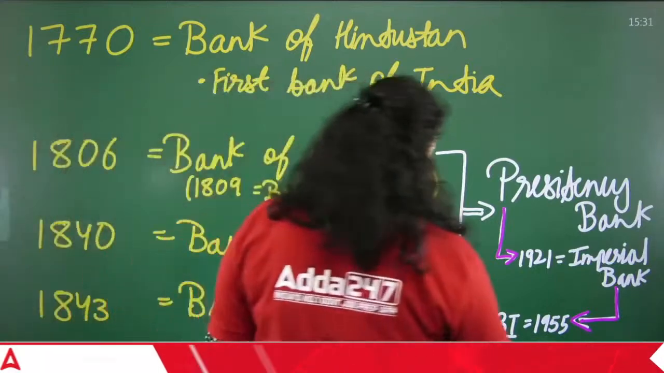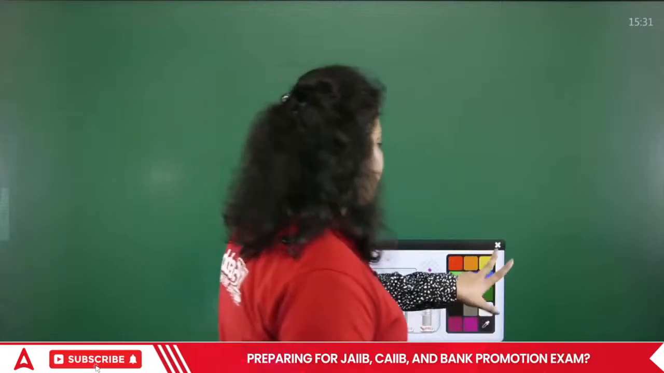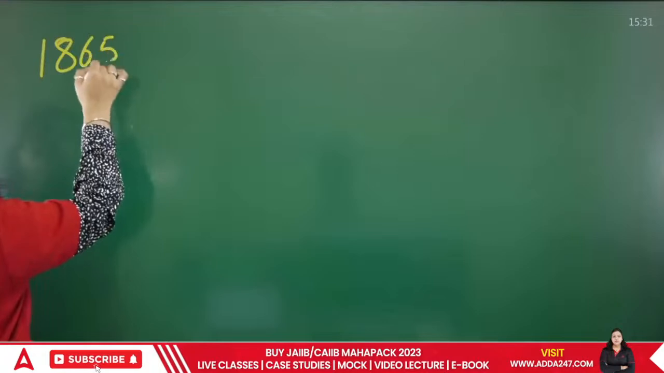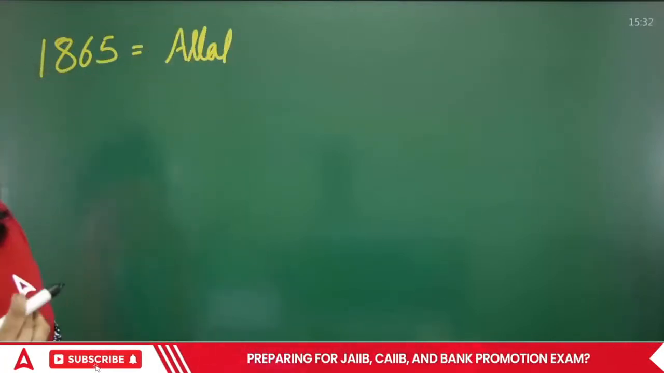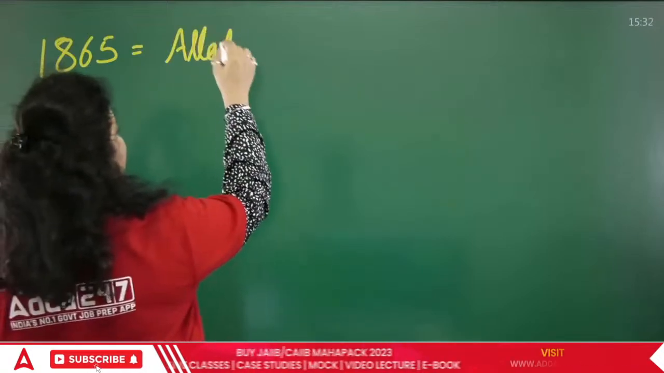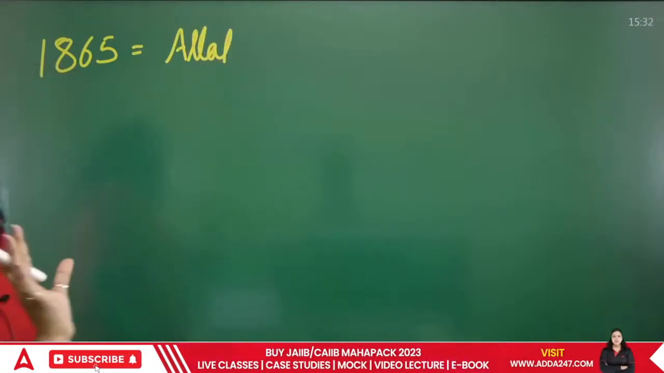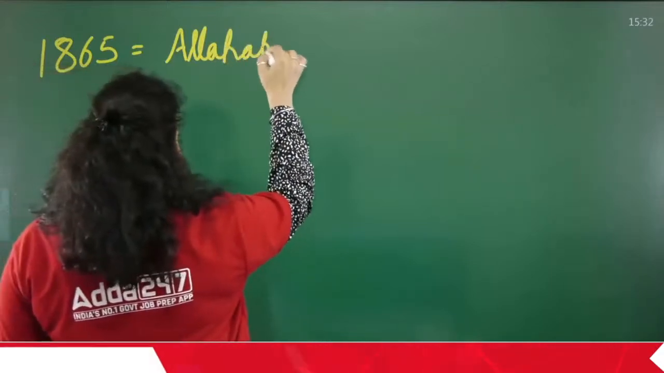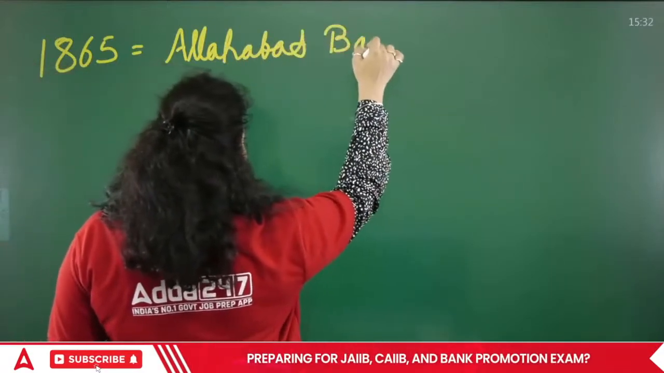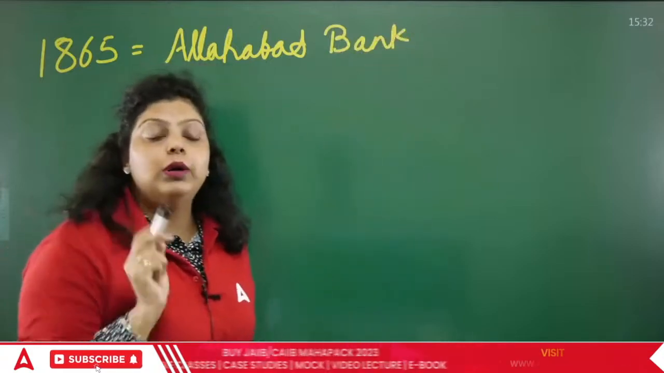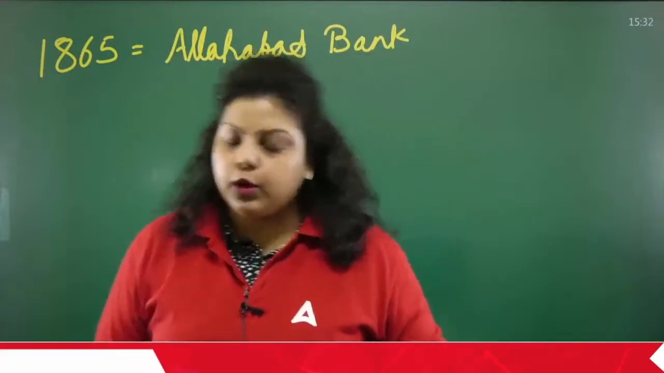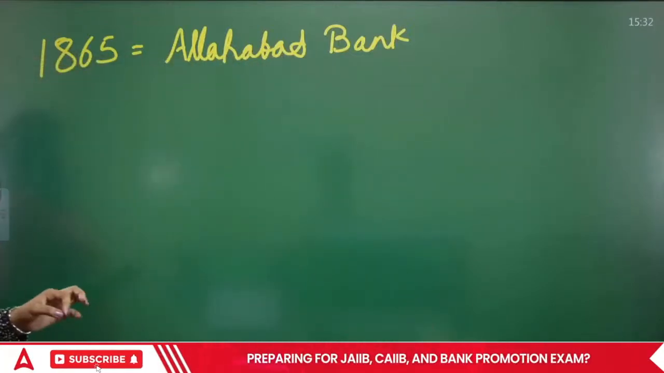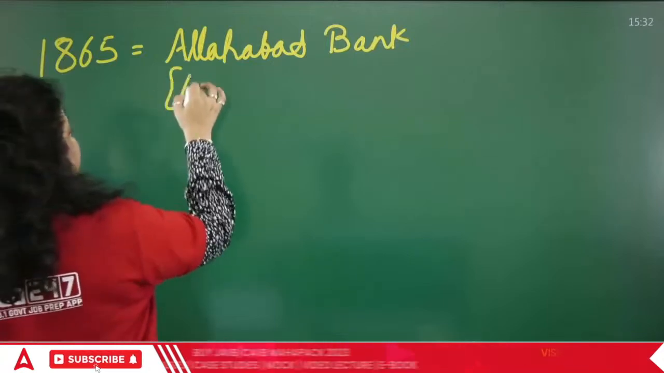Apart from these, what are the other banks important for the history of banking? In 1865, one important bank was established, known as Allahabad Bank. You have all heard this bank name. This bank was the oldest commercial bank still running until 2022, because in 2022 this bank was merged.